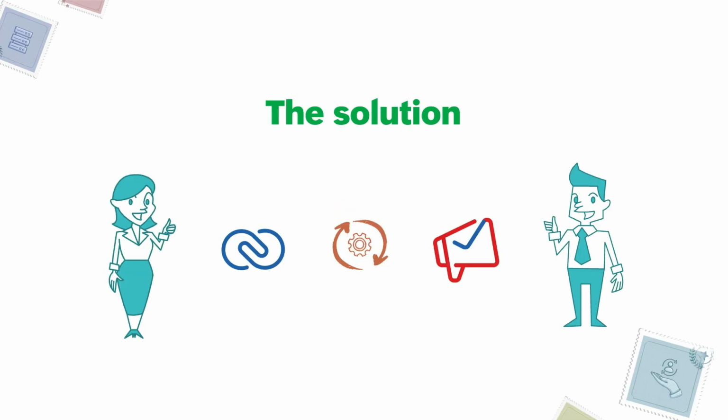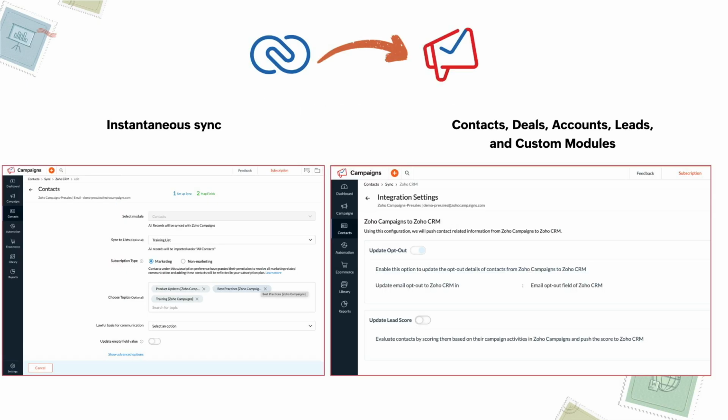Now the solution is that we can connect Zoho CRM and Zoho Campaigns. That means we are connecting your sales application, Zoho CRM, with the marketing application, Zoho Campaigns. When we do this Zoho CRM and Zoho Campaigns integration, we have an instant sync. So we can bring your leads, your contacts, and custom modules. And when you do a contacts module sync, it also brings accounts and deals information from Zoho CRM into Zoho Campaigns.